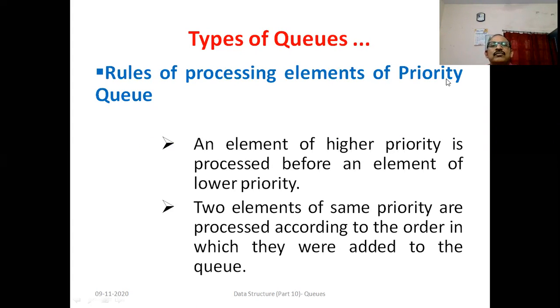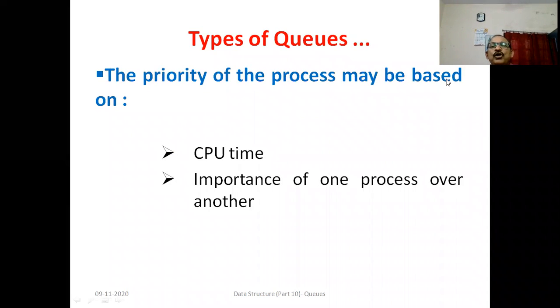Rules of processing elements of priority queue. An element of higher priority is processed before an element of lower priority. Next point, two elements of same priority are processed according to the order in which they were added to the queue. First come, first served. The priority of a process may be based on CPU time or importance of one process over another. So depending on our requirement, we can assign the priority to the process.